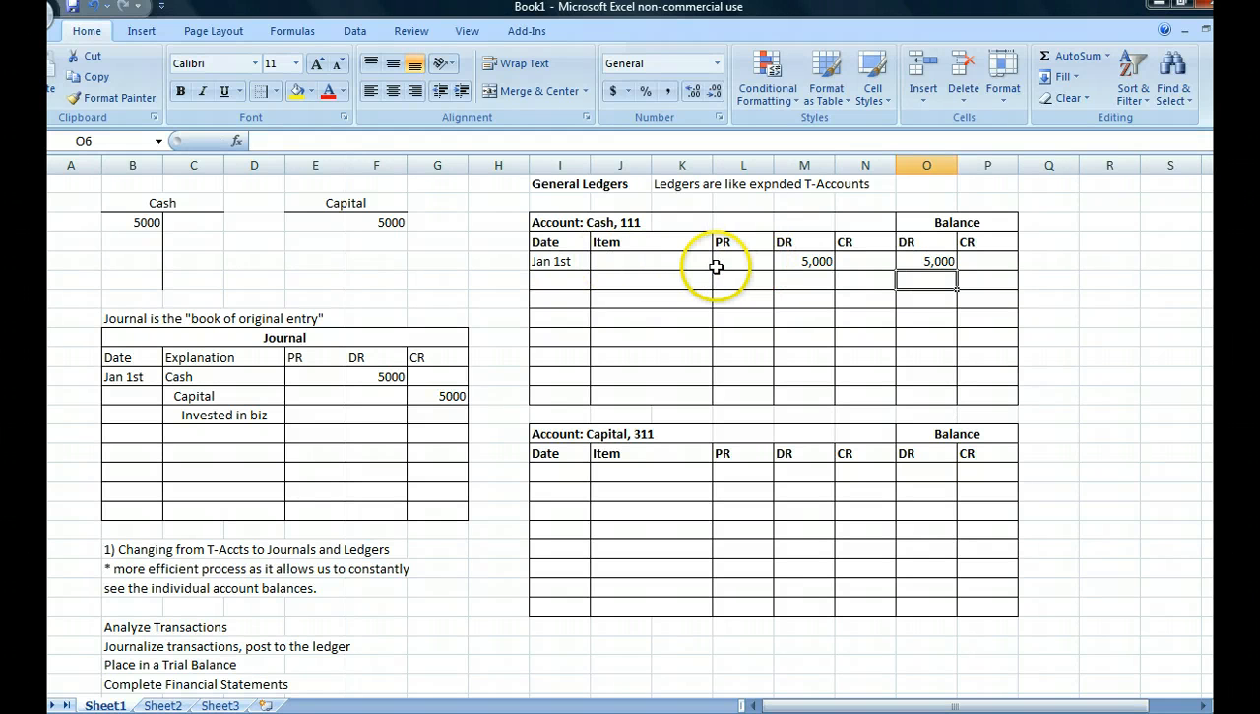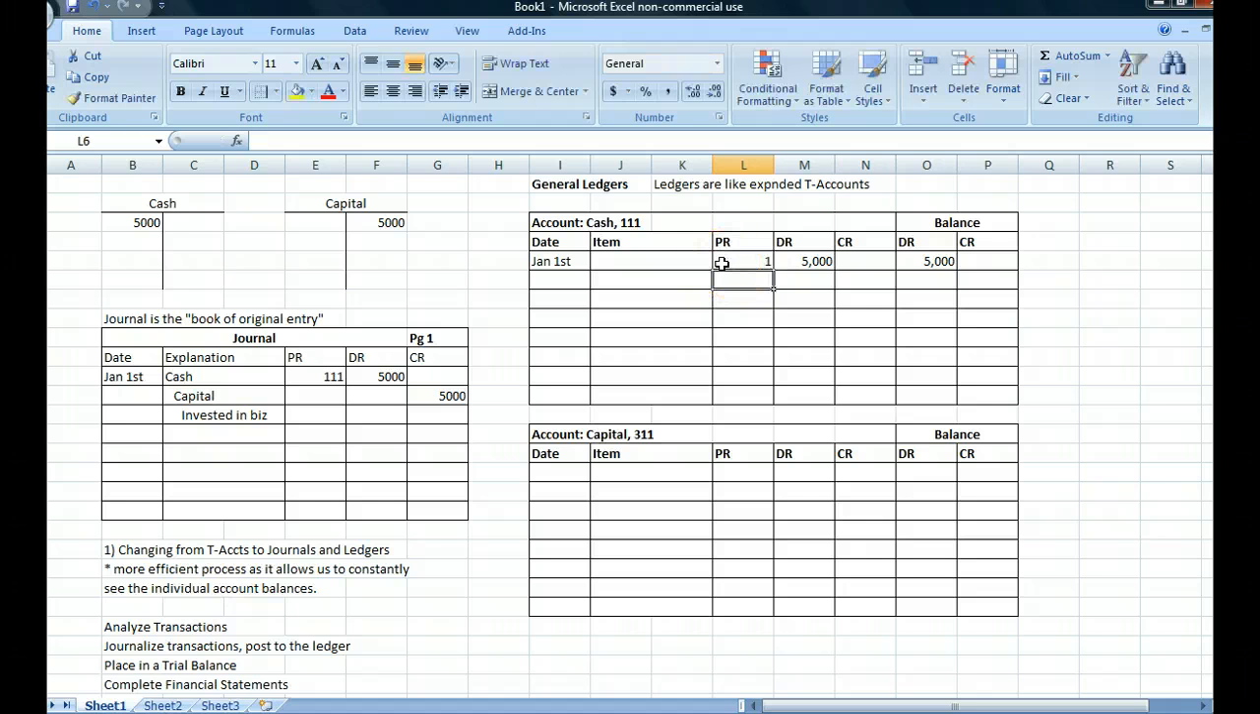Now, cash has an account number of 111, so I'm going to come over to this posting reference or PR column and put 111. And let's say that this is general journal. I'm just going to switch this a little. General journal page 1. So right here I would have page 1. Because this is page 1, I would put page 1 under the PR column of my cash account.